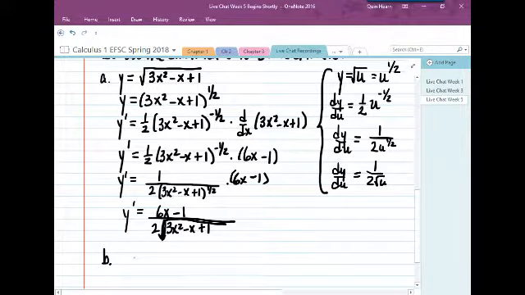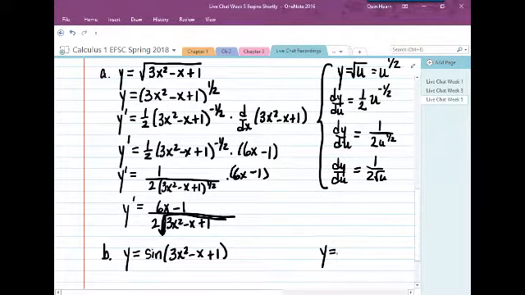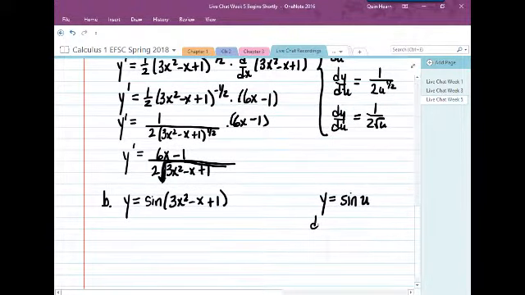So let's suppose for part B, instead of the square root of 3x squared minus x plus 1, what if it were y equals the sine of 3x squared minus x plus 1? In that case, again, what you want to mentally do is to compare it to what if it had been the sine of u? What would you have done to find dy du? You would have applied the rule that says the derivative of the sine is the cosine. So you would have gotten cosine of u.